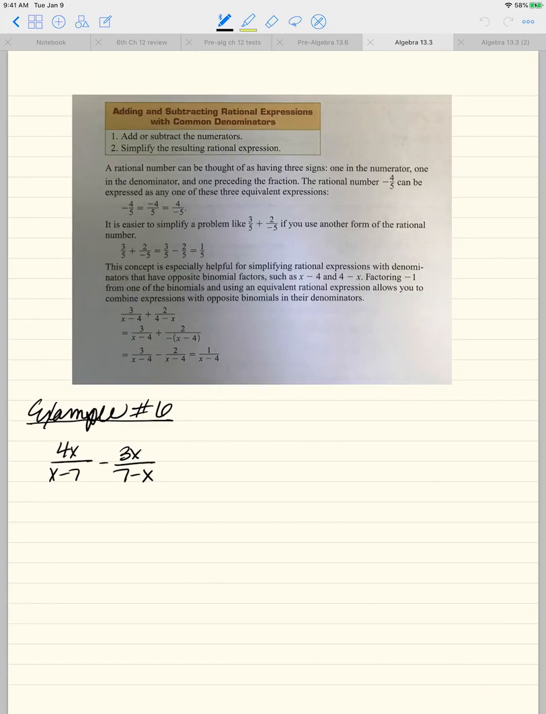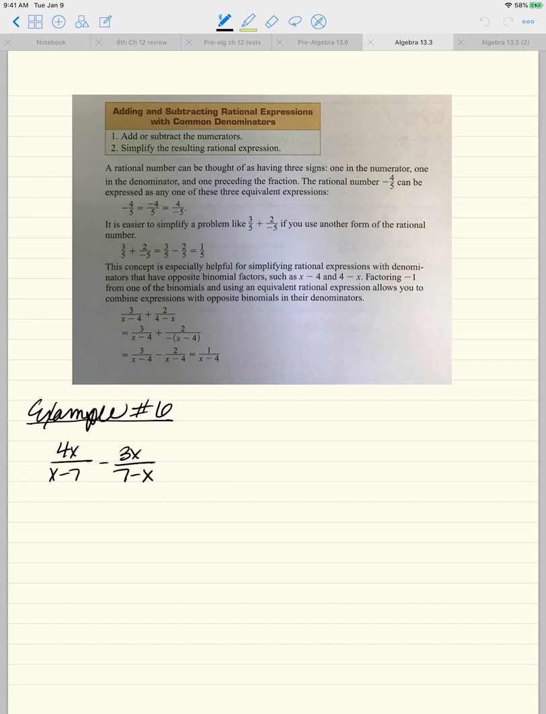I just took a picture of the rest of this page 544, and popped it in here. So I'm just going to read through it. First of all, rules for adding and subtracting rational expressions with common denominators. Number 1, add or subtract the numerators. Number 2, simplify, right? Very straightforward.